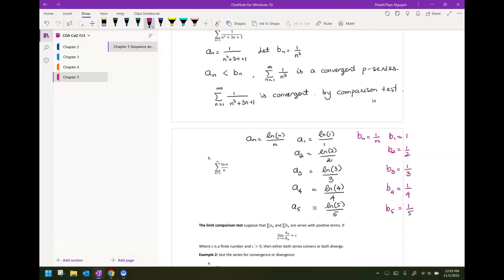So let's go ahead and calculate the values of a sub 1 and a sub 2 and continue calculating, so that I can see the comparison, what's going on there. So ln of 1, we start here with 0. Ln of 2 divided by 2 is about 0.35. A sub 3, ln of 3 divided by 3, is about 0.37.